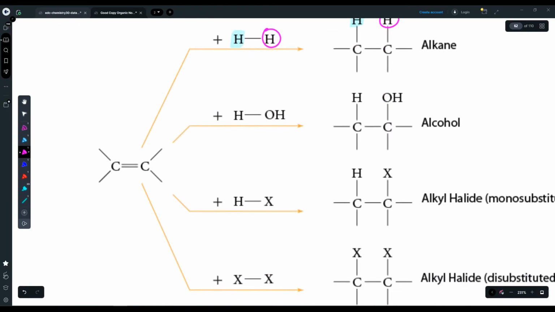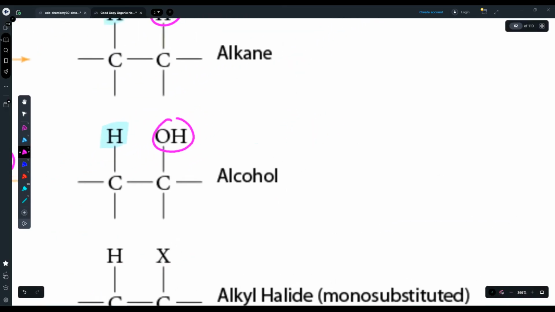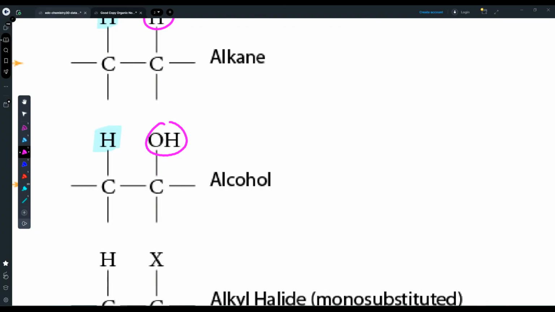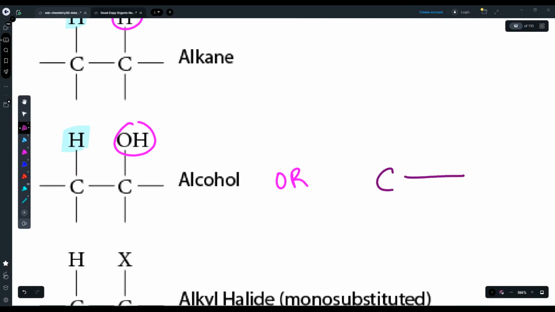And the same situation is going to happen over and over again. If we're adding water to a hydrocarbon with a double bond, hydrogen gets added to one side of the double bond, and the OH group, or the alcohol group, also known as the hydroxyl group, gets added to the other side. So keep in mind, you could get this as a product, or you could get this as a product.